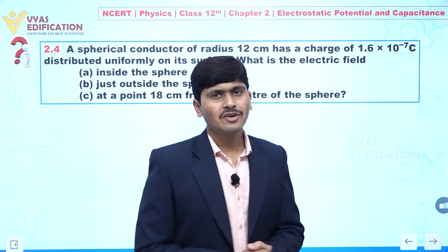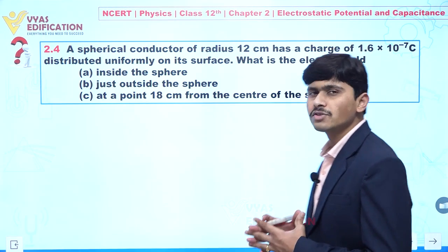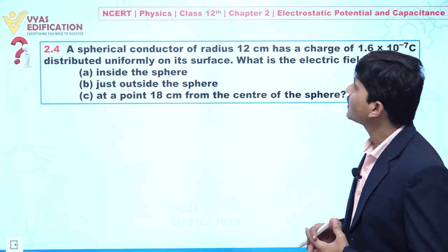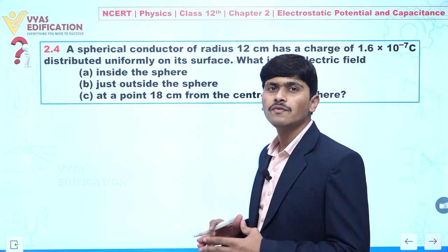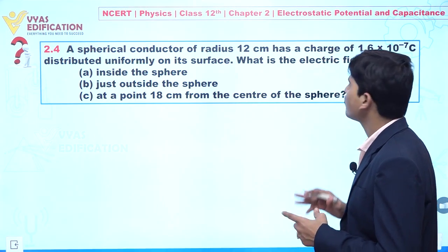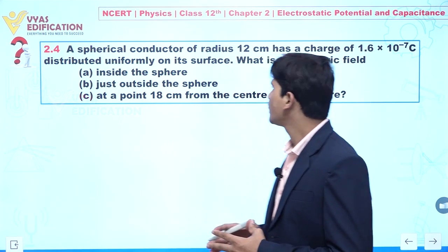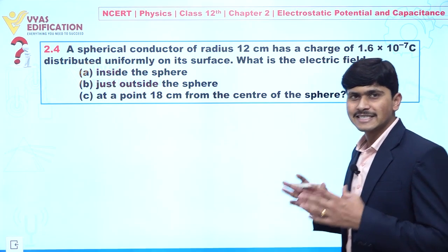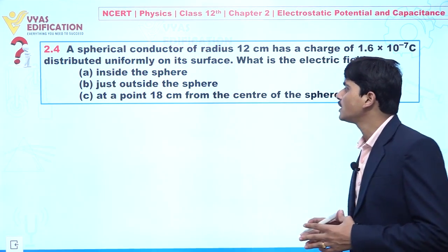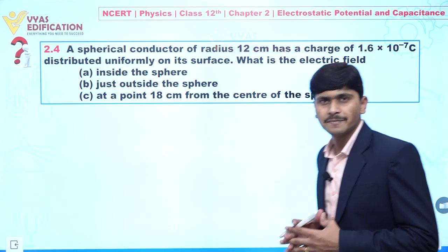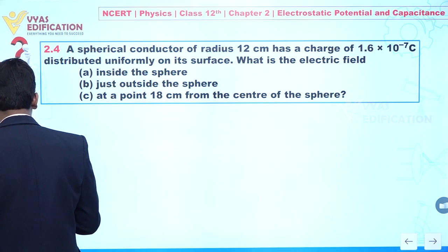Now dear student, we are going to discuss the next question, question number 2.4. In this question it is given: a spherical conductor of radius 12 centimeter has a charge of 1.6 into 10 to the power minus 7 coulomb distributed uniformly on its surface, clear. What is electric field inside the sphere, just outside the sphere, and at a point 18 centimeter from the center of the sphere, clear to everyone. So now concentrate on the screen.